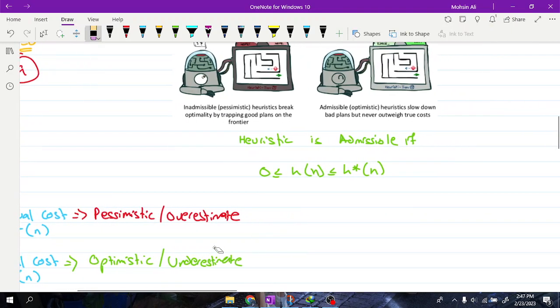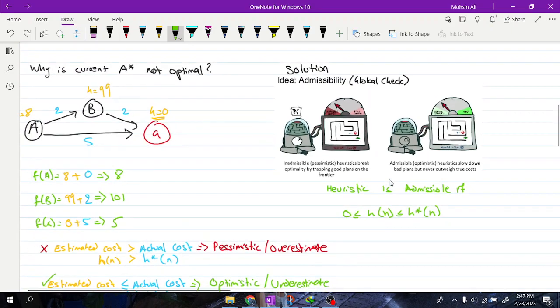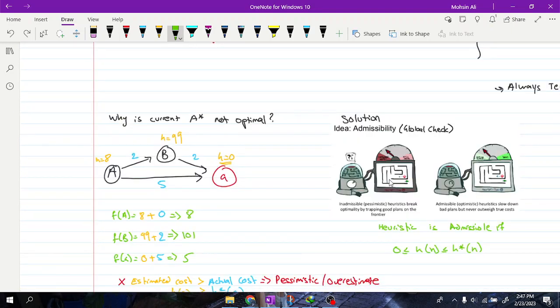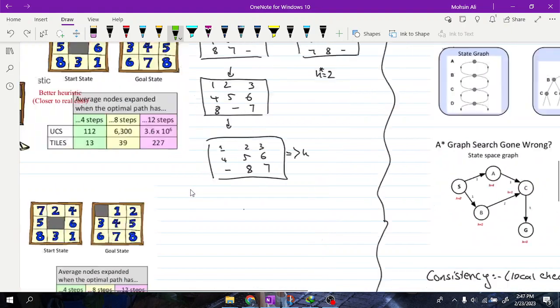And we can also see that if this condition is met, then you can say that your heuristic is admissible, which is that if your heuristic is greater than or equal to 0, and if it is less than or equal to the actual cost, then your heuristic is admissible. So this just states that you will always want to underestimate. Let's try to apply this in one of the examples of 8 puzzle.